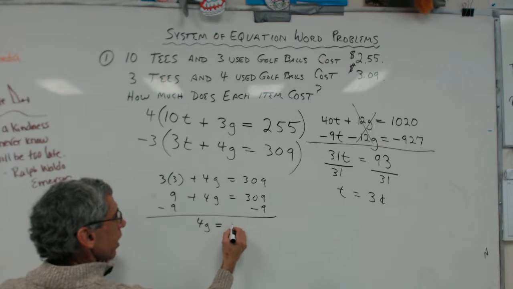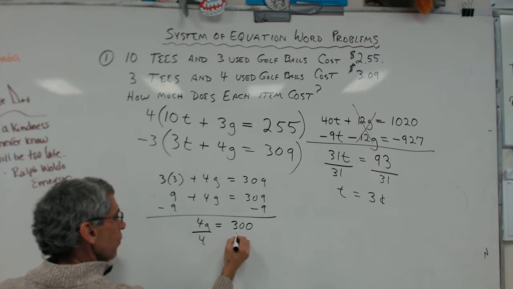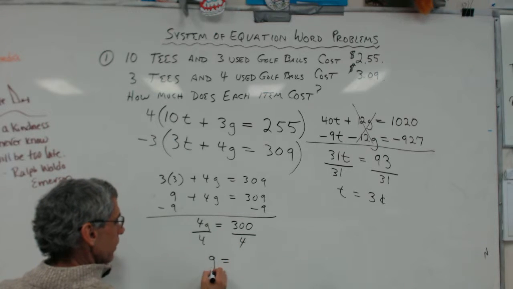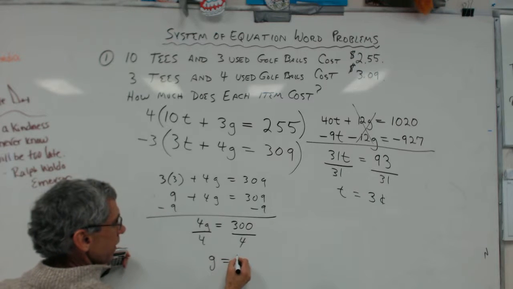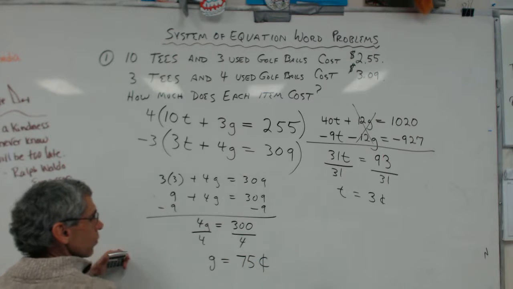4 golf balls cost 300 cents. Divide by 4. Let's see, g is equal to, did anybody do it? 75. Is it 75 cents? 75 cents. All right, so we're dealing with cheap golf balls.